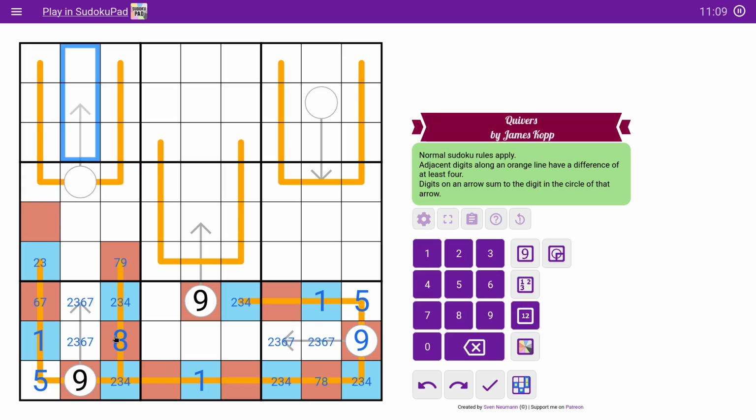One of these is a 1. 1, high, low, high. 9, low, high, low. This could be a 5. Minimum value for this is a 5, if this were 2, 3.